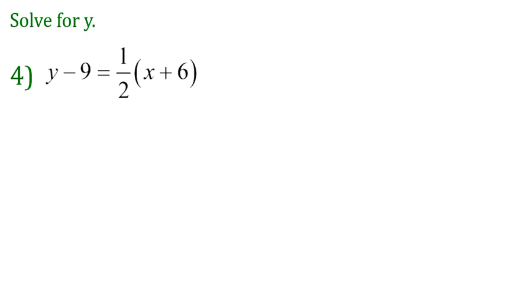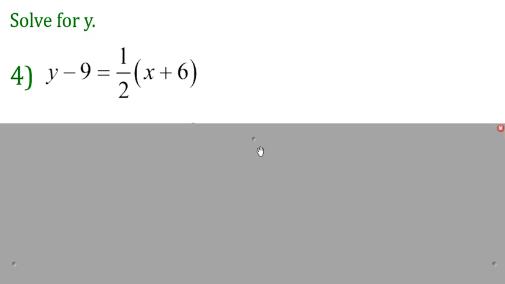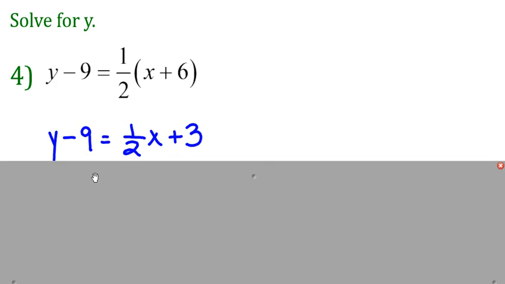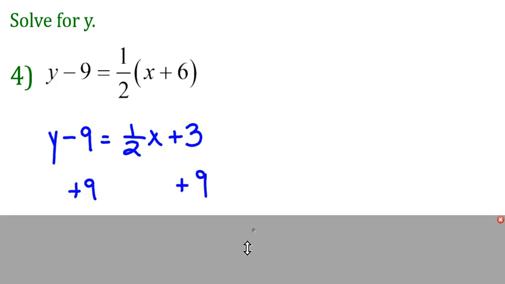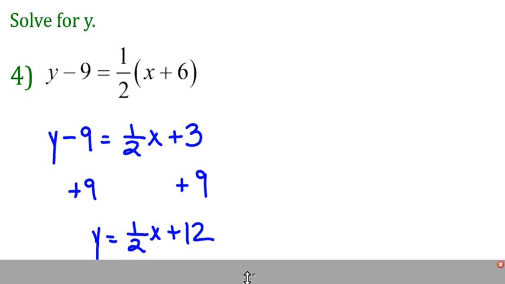All right, let's try isolating y here. So we do have some distribution to undo first, right? So we have 1/2 x plus 3. We have some subtraction to undo, so we could add 9. And we have y equals 1/2 x plus 12.